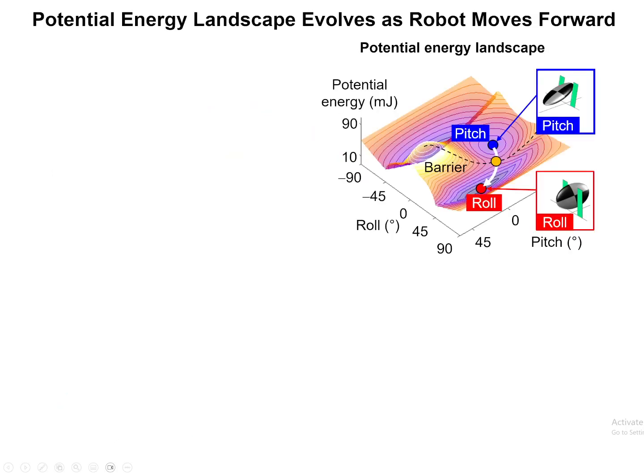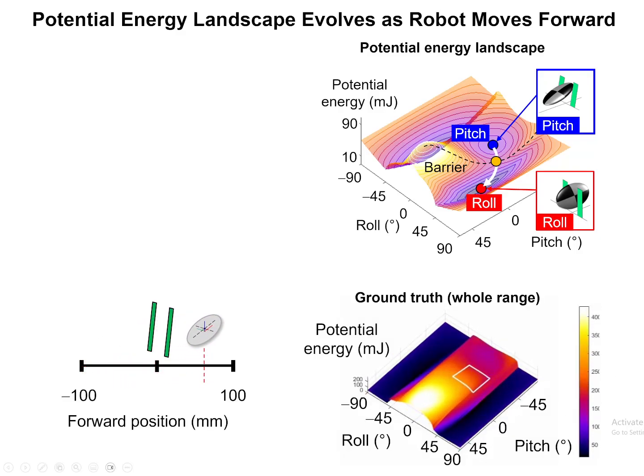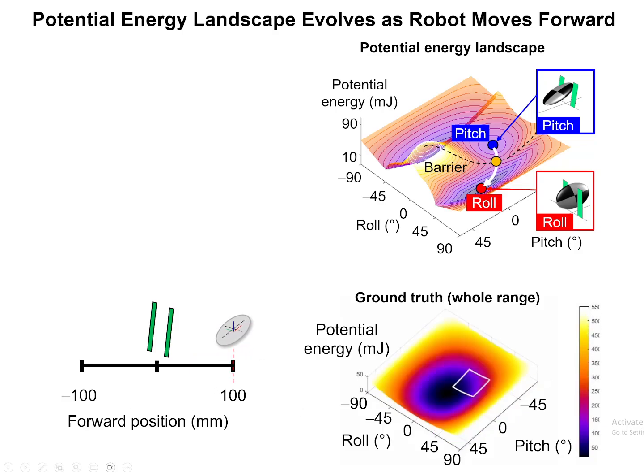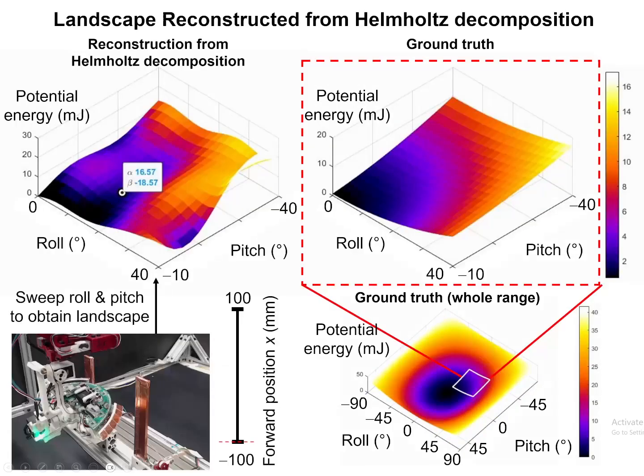Here we want to compare the reconstructed landscape from the measured data with that from the model. But first let me remind you what the landscape should look like. Here is the landscape from the simplest model, which evolves as the robot moves forward, as the ground truth. And we only reconstruct a small part of this landscape in the region in the white box.